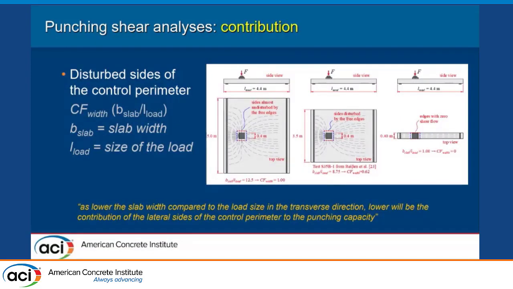In order to avoid the overestimations of the punching shear capacity, for the tests that failed as wide beams in one-way shear, I proposed to apply a coefficient function of the relation between the slab width and the load size in the transverse direction, in such a way to improve the estimations of the failure load. The idea is that the lower the slab width compared to the load size in the transverse direction, the lower would be the contribution of the lateral sides of the control perimeter to the punching capacity.